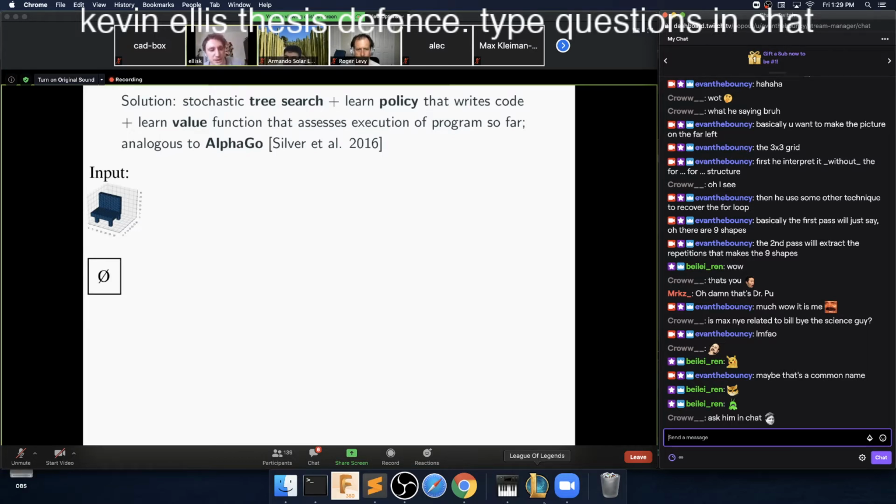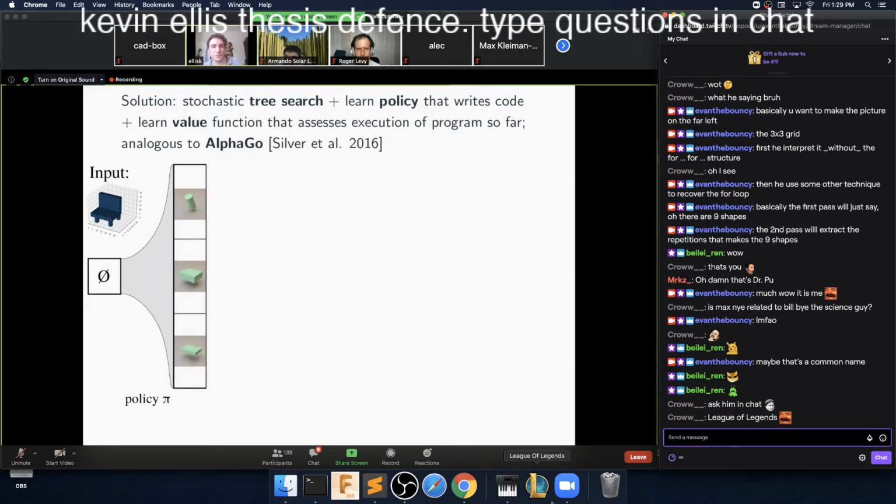So as an example of this in action, imagine we had this chair-like object to explain. We started with the empty program written as the empty set. So a neural network that we call a policy looks at the input image and then proposes some lines of code which get rendered. So here are three different examples from the policy. And as you can see, the cylinder on the top is kind of not at the right angle.